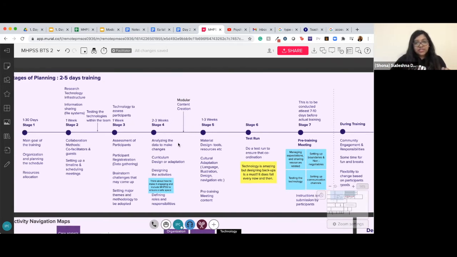Then in the 4th stage, you analyze this data and start adapting and designing your curriculum accordingly, and designing the activities as well. And also defining the roles and responsibilities. A lot of the times you might need one of your facilitators to take more of a project management role so that you manage the entire project. So just having all those elements in place.